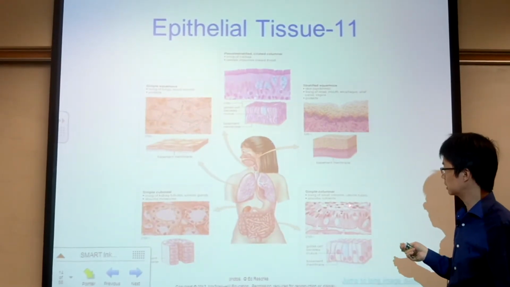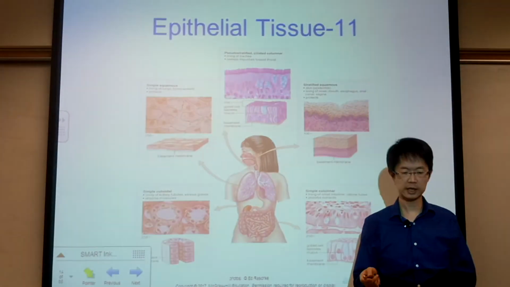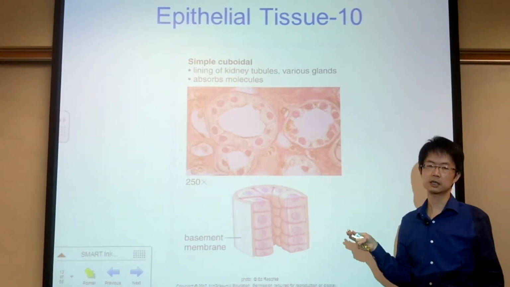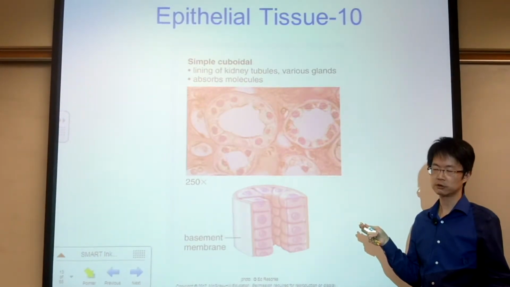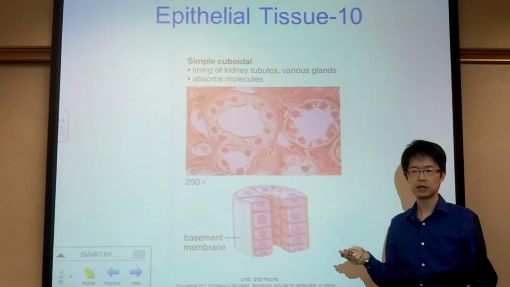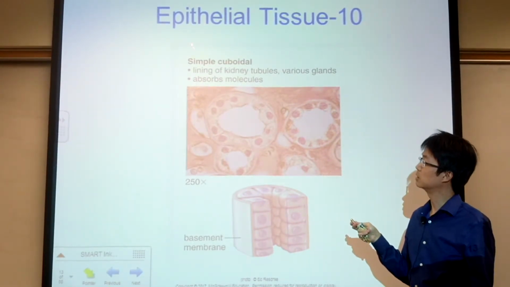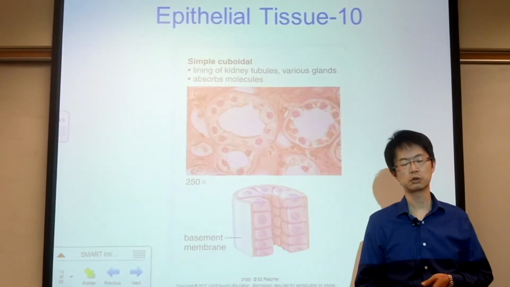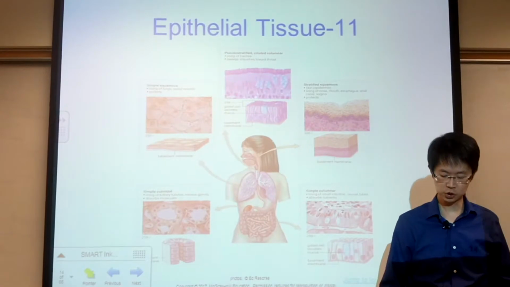Oh, so they didn't talk about the stratified cuboidal. Stratified cuboidal, I can tell you that they form larger glands like the salivary gland, the mammary gland for production of milk in the breast, and also the sweat gland. Those larger glands have the tube that is formed by stratified cuboidal. Simple cuboidal, just kidney tubule, that's good enough. We will talk about kidney tubule when we go to the urinary system. So this is the summary of the epithelial tissues.